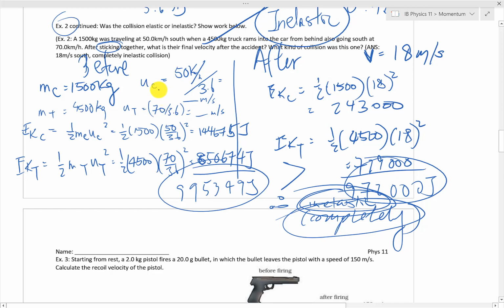And in here, I just want to mention why I put divided by 3.6. That's just to convert the kilometers per hour to meters per second. So that's why I have that there, okay?